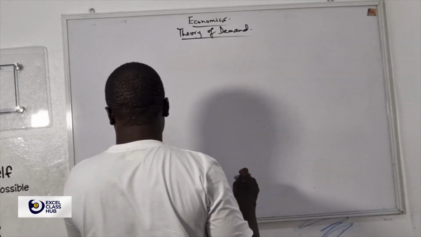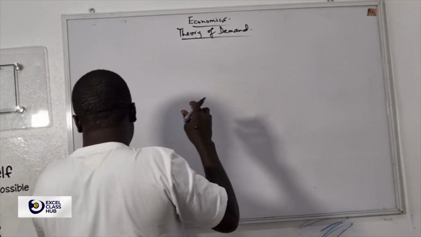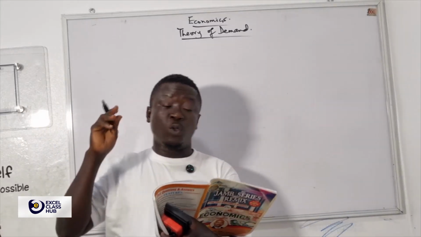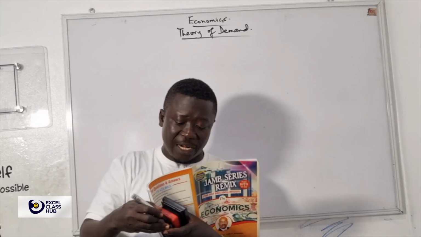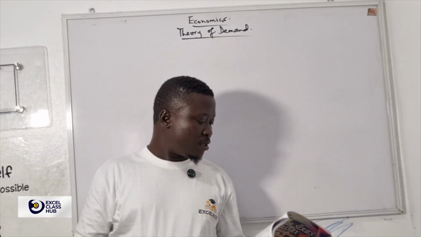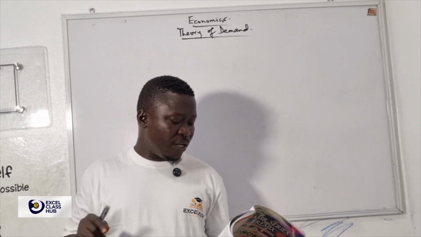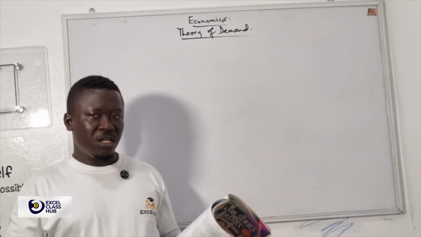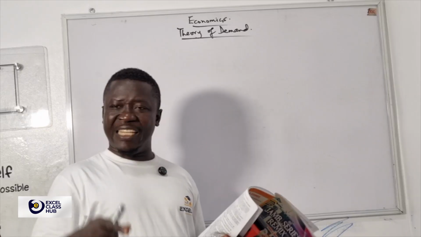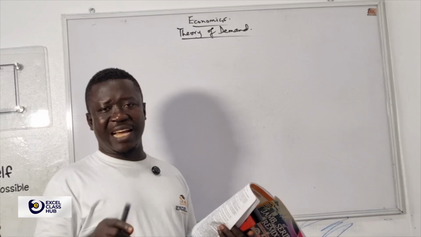2008 question 9. We have, if income rises from 2,000 naira to 4,000 naira, and quantity demanded increases from 80 units to 120 units, find the income elasticity of demand. What I want you to have in mind is the formula for income elasticity of demand is almost the same as price elasticity of demand.